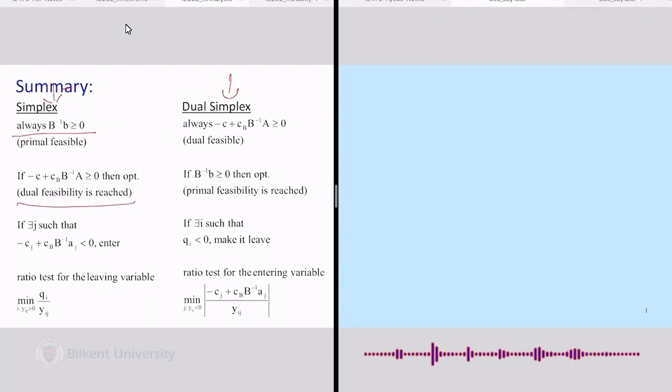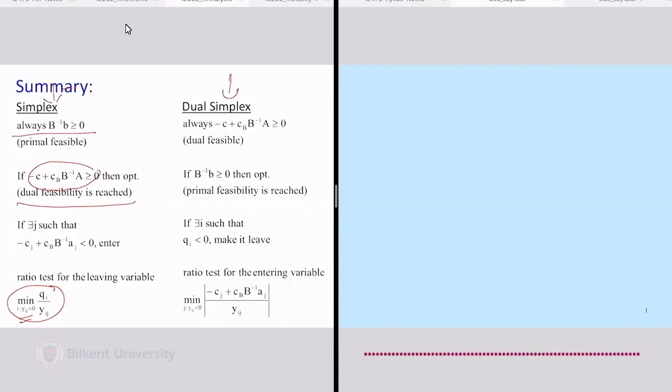It stops when dual feasibility is reached, because it stops when row zero becomes non-negative. Otherwise, it looks for a negative entry in there. So it looks for a dual variable, which is a dual constraint that is violated, and then that variable corresponding to that constraint should be entering. Then the ratio test looks at the positive entries of the right-hand side divided by the entry yij. This was our simplex.